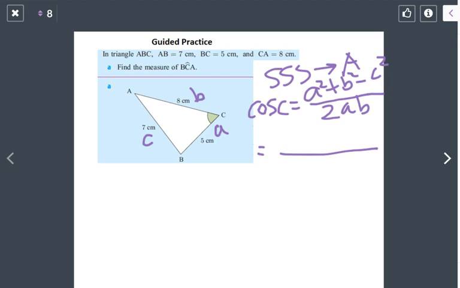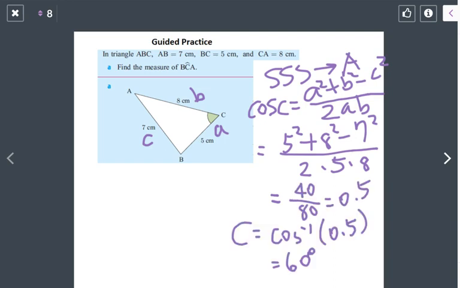We plug in. We have 5 squared plus 8 squared minus 7 squared over 2 times 5 times 8. When you put into calculator, when we have a division line, I recommend you do the top and the bottom separately. So we put into calculator now. So we got cosine C equals 0.5. You can put into calculator, or we can figure out by left-hand strategy. C will be 60 degrees.